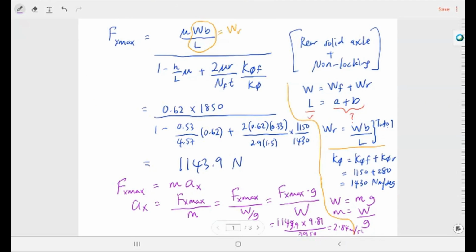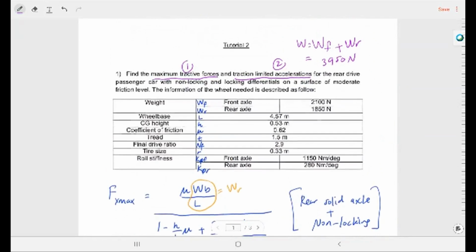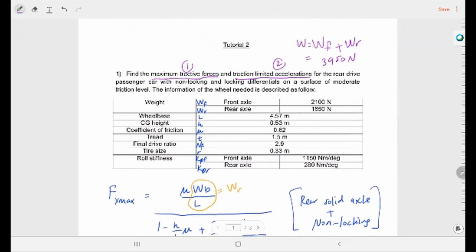So for the rear solid axle with non-locking mechanism, the maximum tractive force is around 1144 Newton, and the traction limited acceleration is 2.84 meter per second square. Okay, that one is for non-locking.